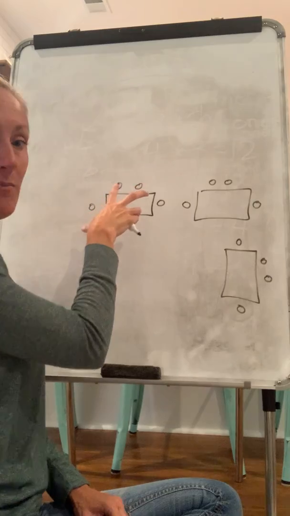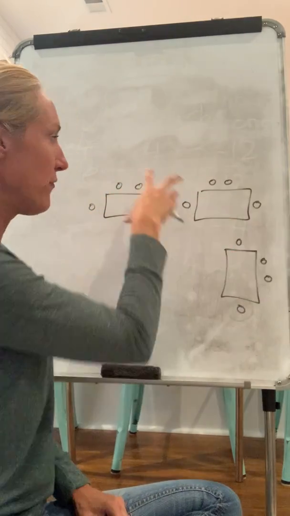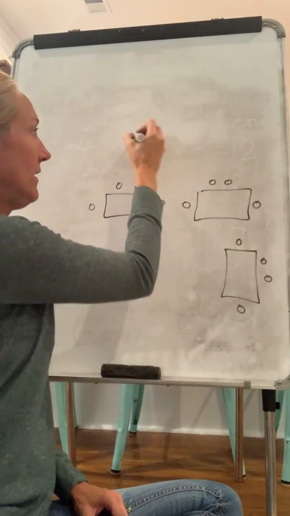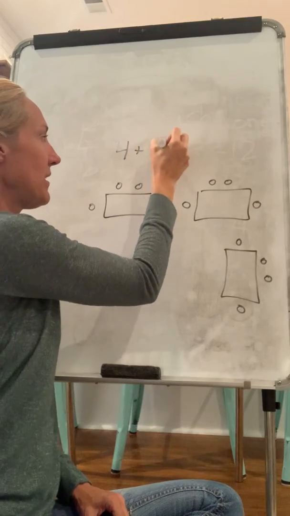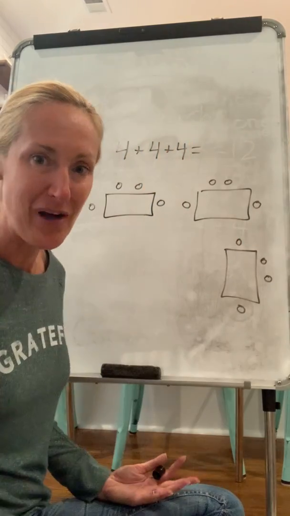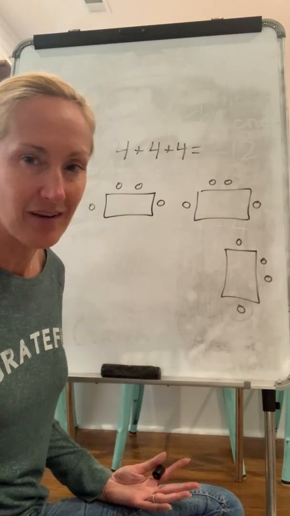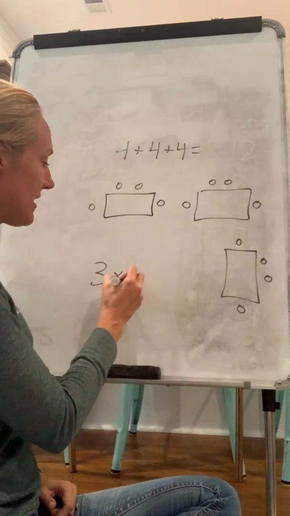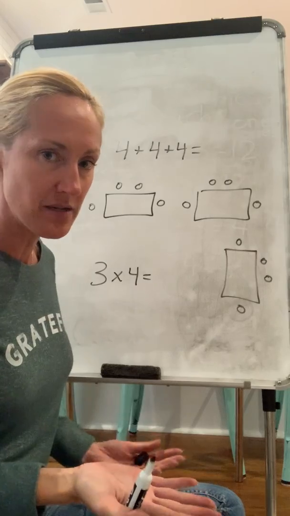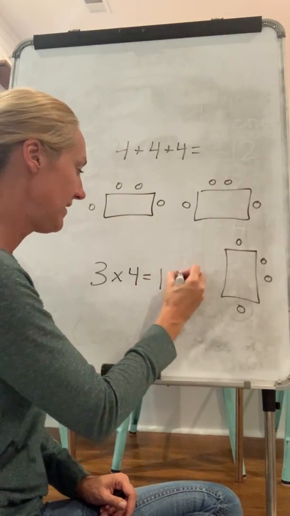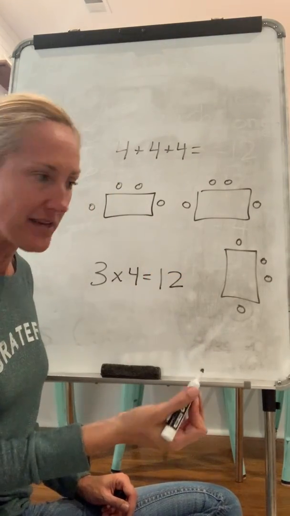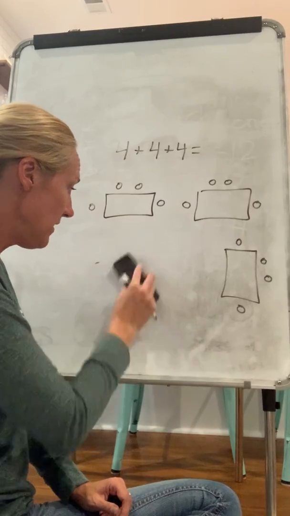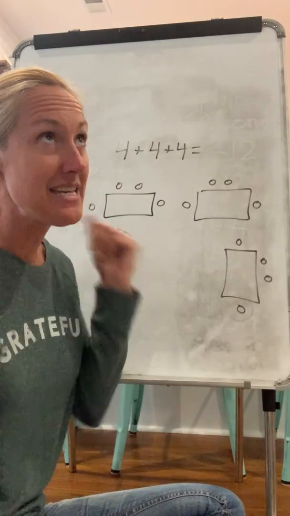Well, I have the same number over and over again. 4, 4, 4. 4 plus 4 plus 4. Well, that means I can do multiplication if it's the same number. I have 3 4s. What is 3 times 4? We just worked on this. 12. Okay, exactly right.